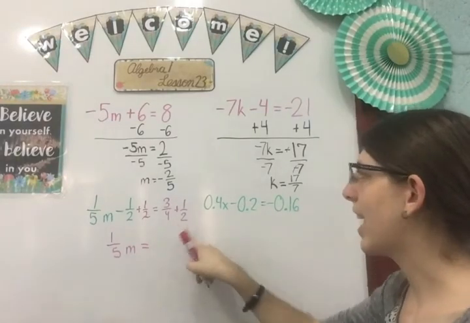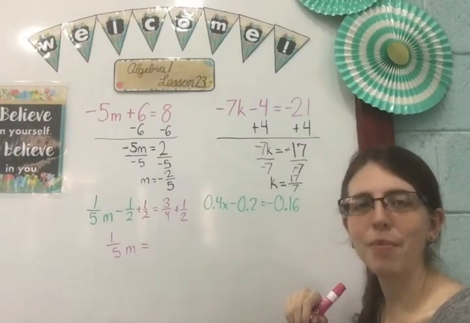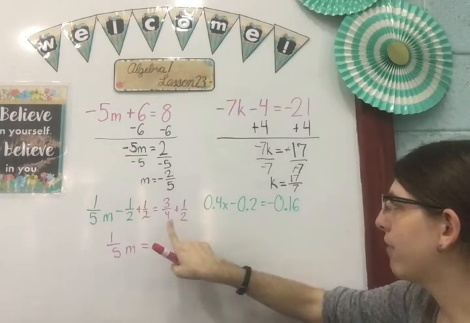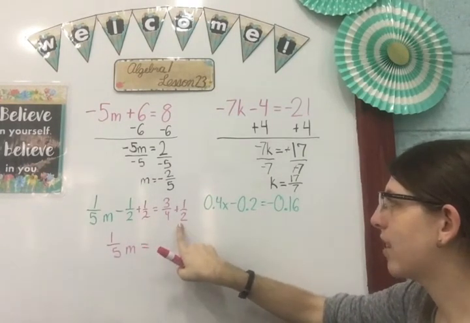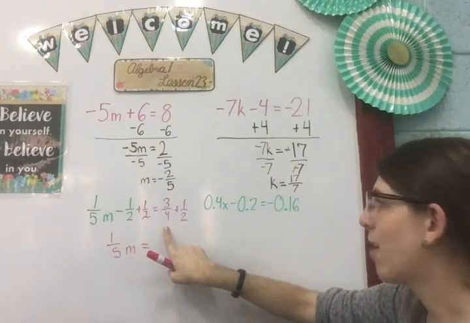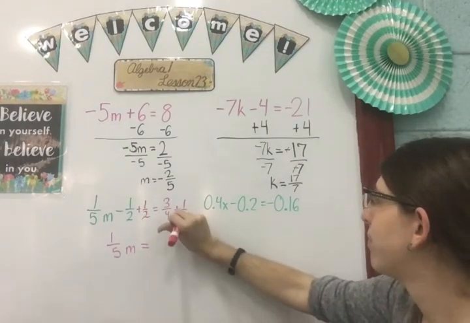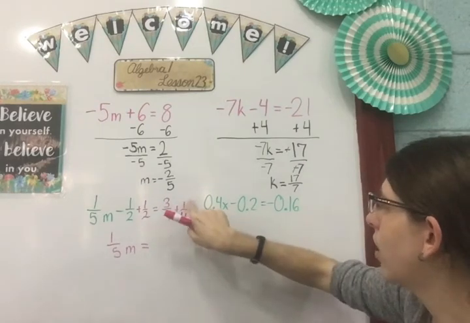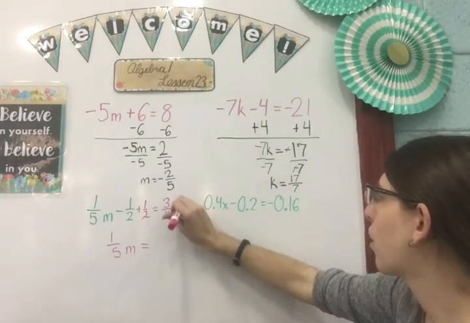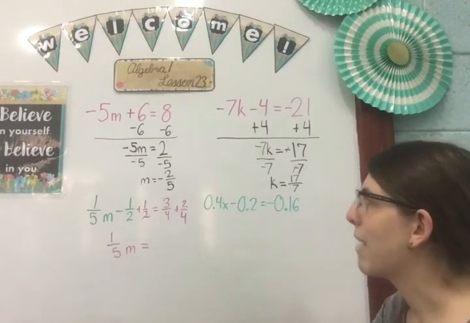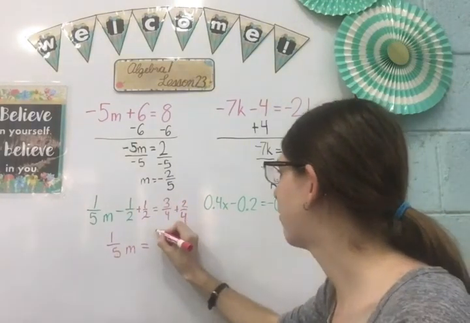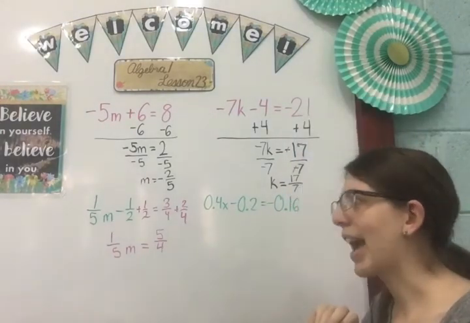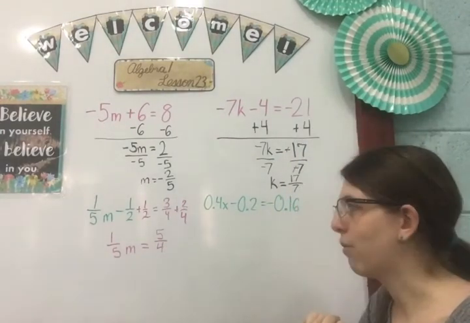On this side, I need to have fractions with the same denominator in order to add them. So for my 1/2 and 3/4, the least common denominator would be 4. So I'll change the 2 to a 4. I multiplied 2 times 2 to get to 4, so I multiply my numerator times 2, which gives me 2. Now I add my fractions. 3 plus 2 is 5, and my denominators stay the same. So now I have 1/5 m equals 5/4.